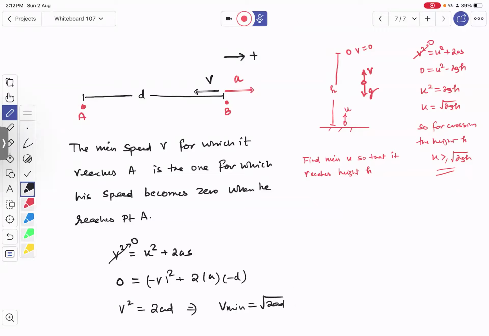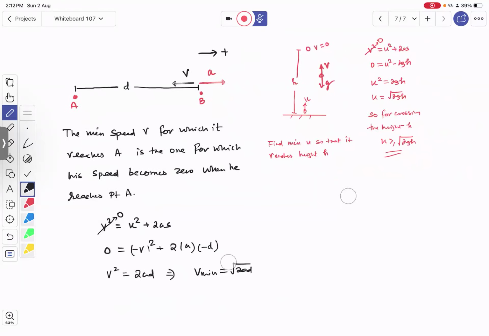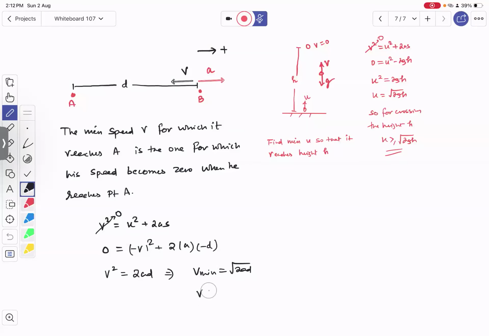So I will write: only when B reaches A, V is more than the minimum possible speed, which is root 2AD. I hope all of you have understood this way also. Literally, we are solving a new question, or not? All of you understood the mindset that you're supposed to have? Yes. Okay, then I'll leave it for a few seconds, then tell me when I can take a new slide.